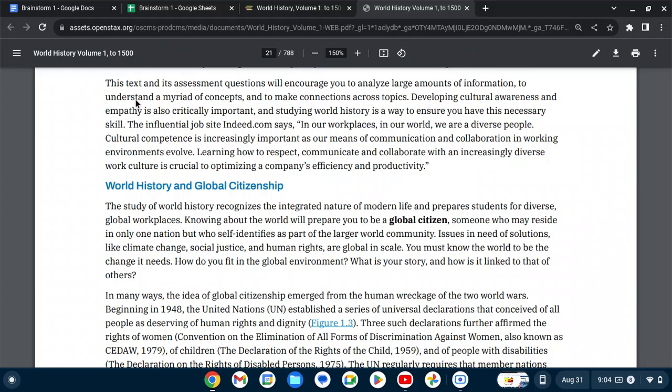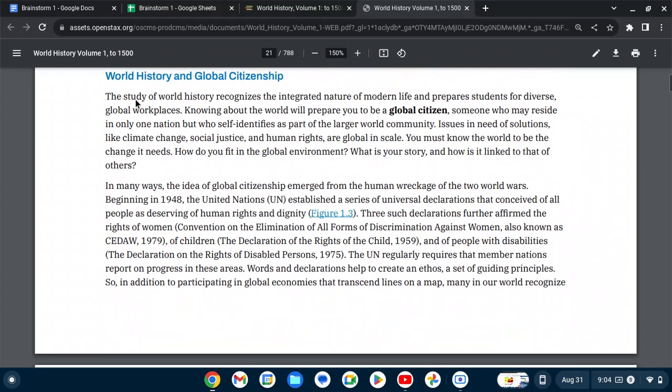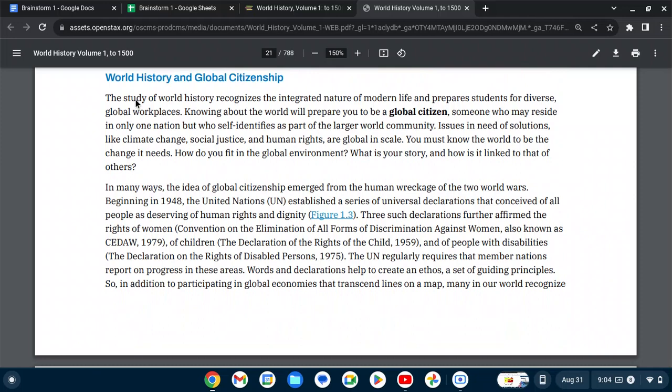World history and global citizenship. The study of world history recognizes the integrated nature of modern life and prepares students for diverse global workplaces. Knowing about the world will prepare you to be a global citizen, someone who may reside in only one nation, but who self-identifies as part of the larger world community. Issues in need of solutions like climate change, social justice, and human rights are global in scale. You must know the world to be the change it needs.